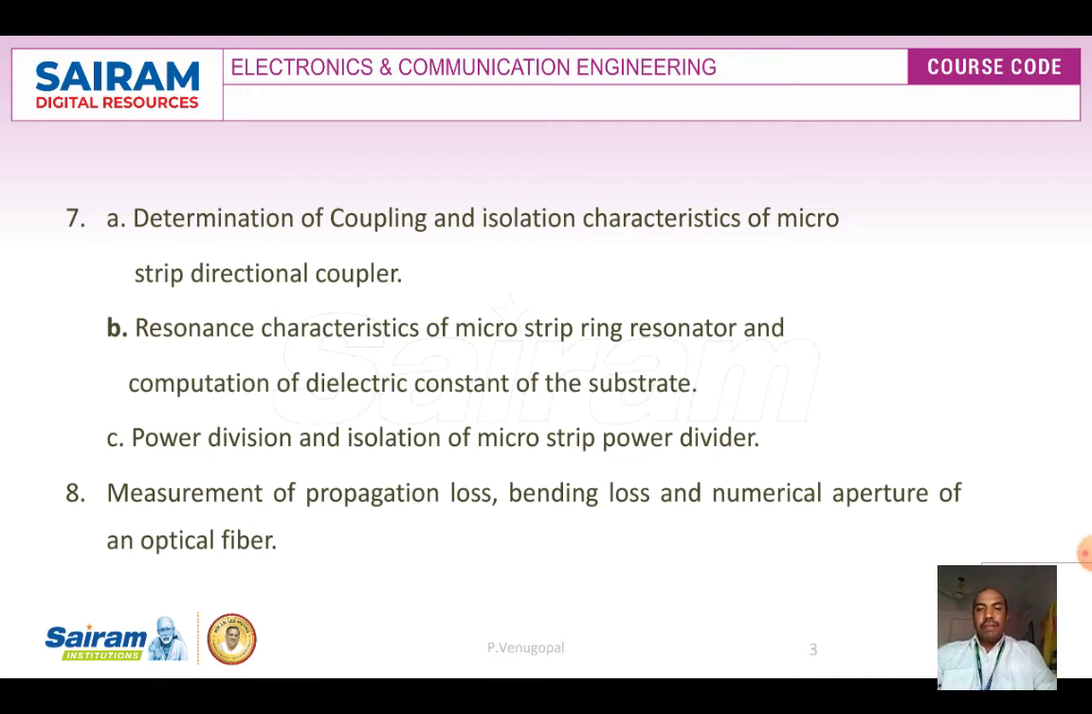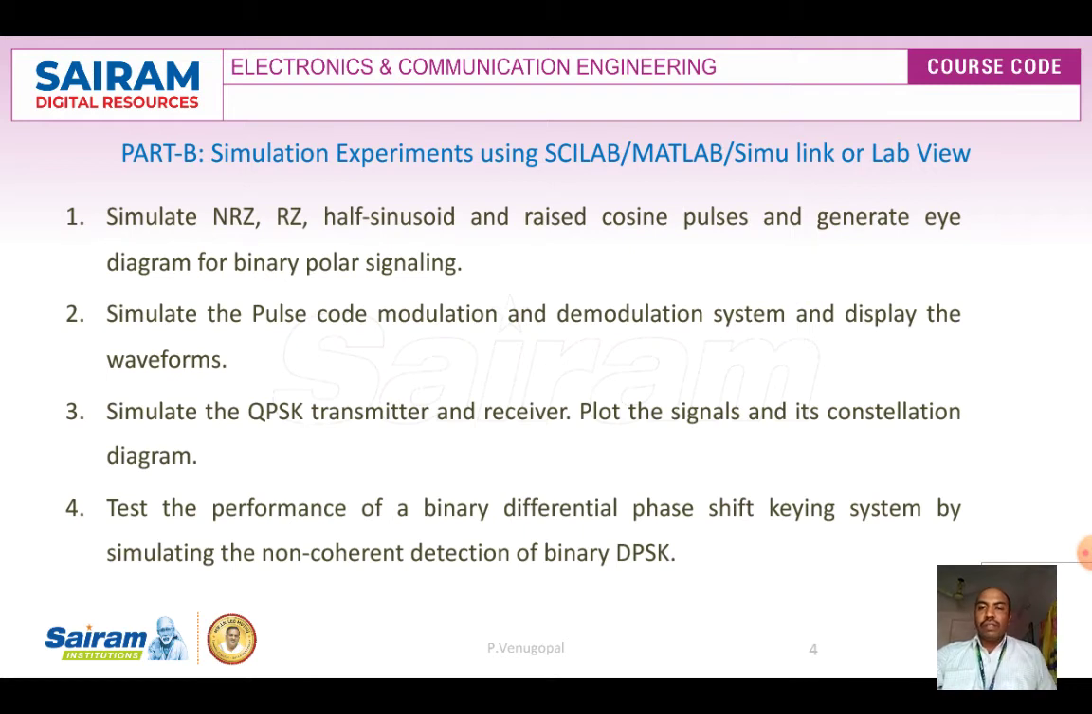Then in part B, we have four experiments which are simulation experiments. We can simulate using Simulink, LabVIEW, or MATLAB. First one is to simulate NRZ, RZ, half sinusoid and raised cosine pulses and generate the eye diagram for binary polar signaling. Second one is to simulate the pulse code modulation and demodulation system and display the waveforms.